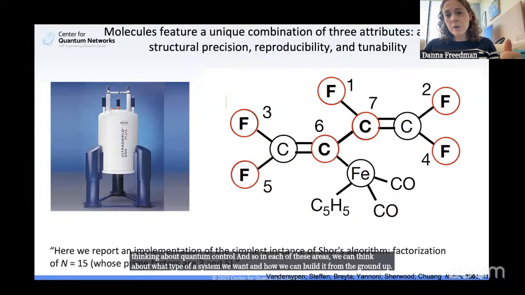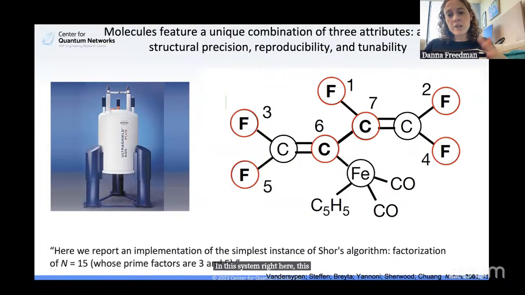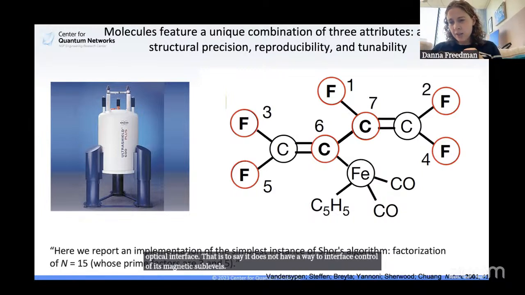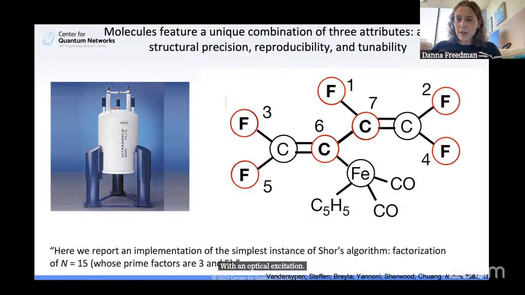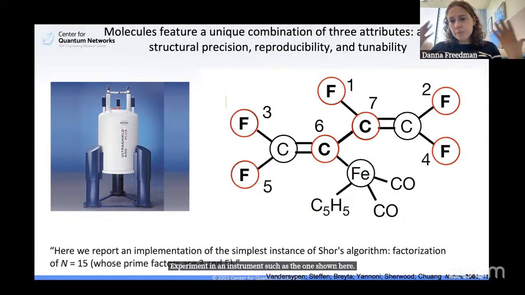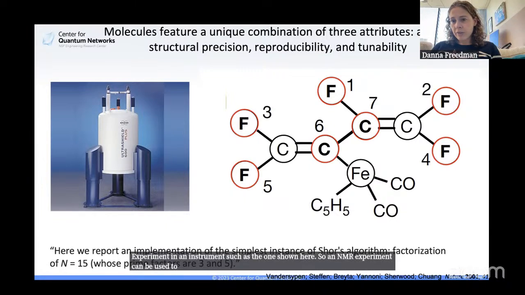In this system right here, this is a molecule which does not have a spin optical interface. That is to say, it does not have a way to interface control of its magnetic sublevels with an optical excitation. This system was controlled entirely by, well, radio waves in an NMR experiment, in a nuclear magnetic resonance spectroscopy experiment in an instrument such as the one shown here. So an NMR experiment can be used to simply implement Shor's algorithm and factor the number 15 into its constituent factors.